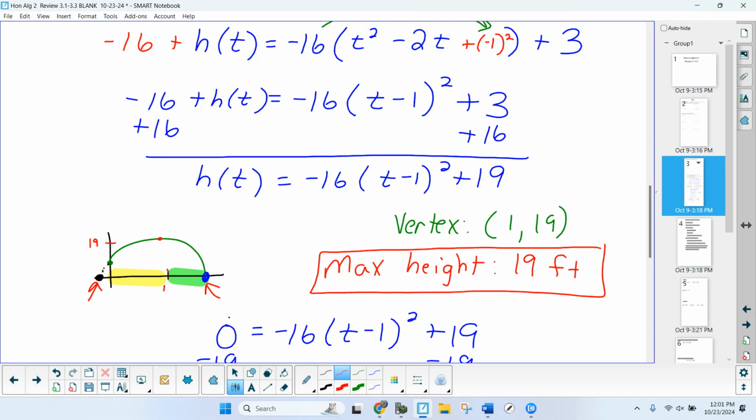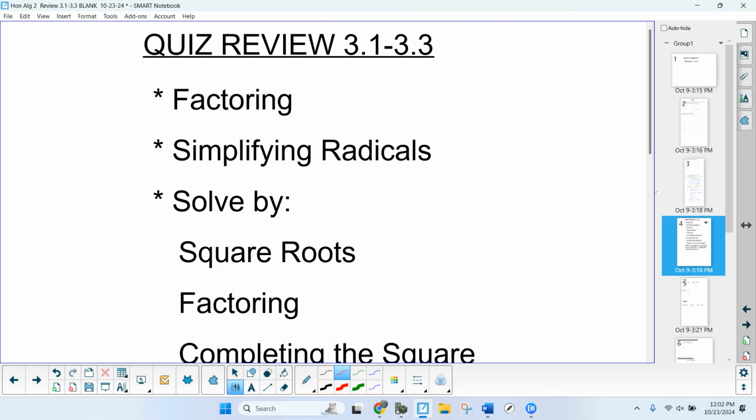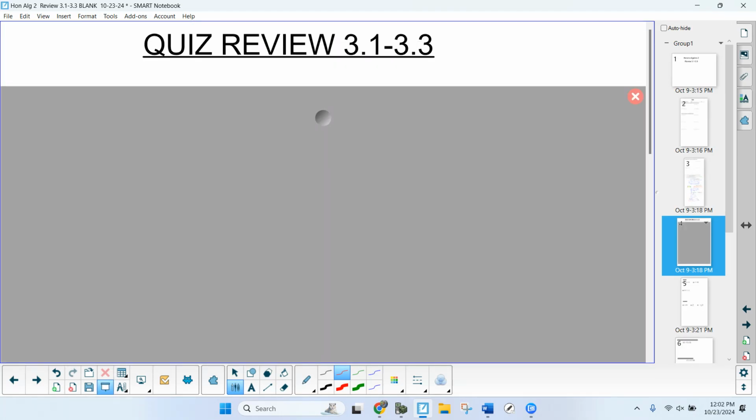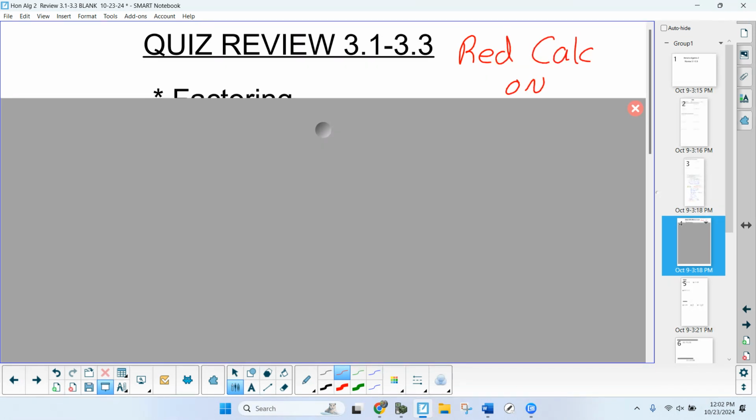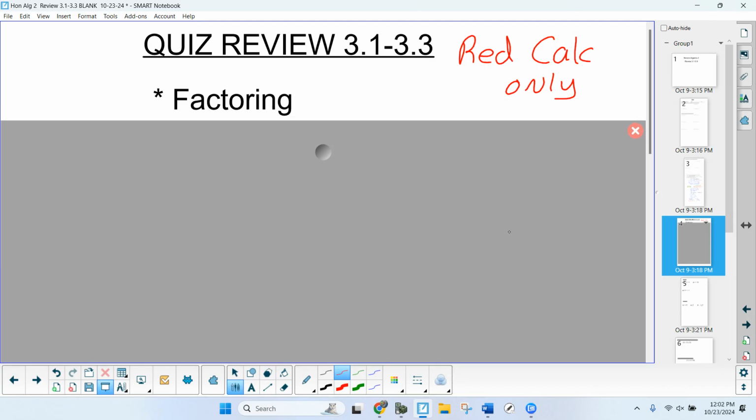All right, any other questions on the homework? Were there any others that were confusing to you guys that anybody needs to see? All right, I will come back around in a minute. Your quiz tomorrow, by the way, is red calculators only. This is going to be posted on Schoology, but just so you know, here is what it covers.